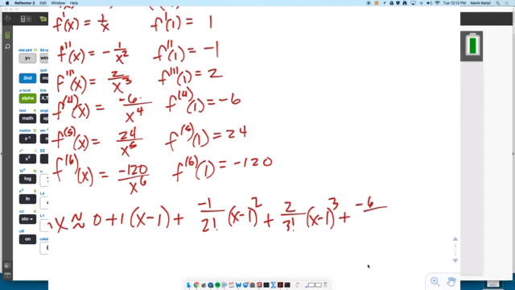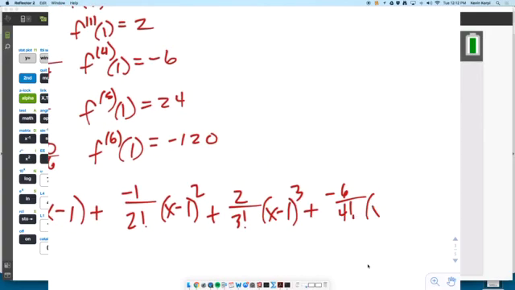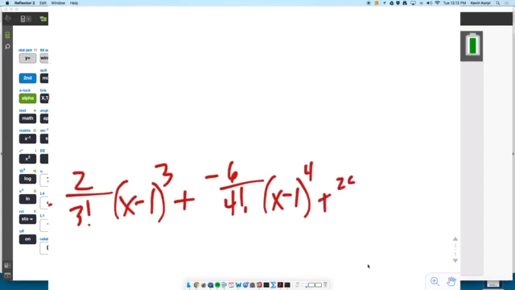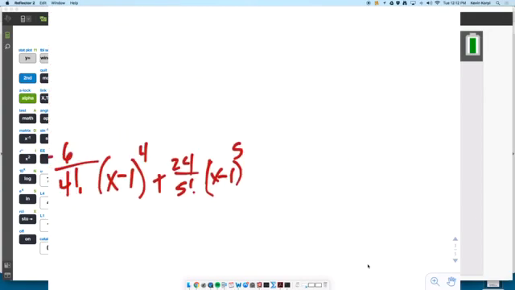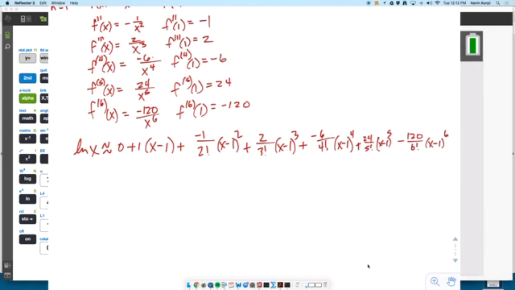Plus -6 over 4 factorial, times x minus 1 to the fourth, plus 24 over 5 factorial, times x minus 1 to the fifth, and then finally minus 120 over 6 factorial times x minus 1 to the sixth. So notice again, for Taylor polynomials, you will lose a check if you don't use the squiggle.